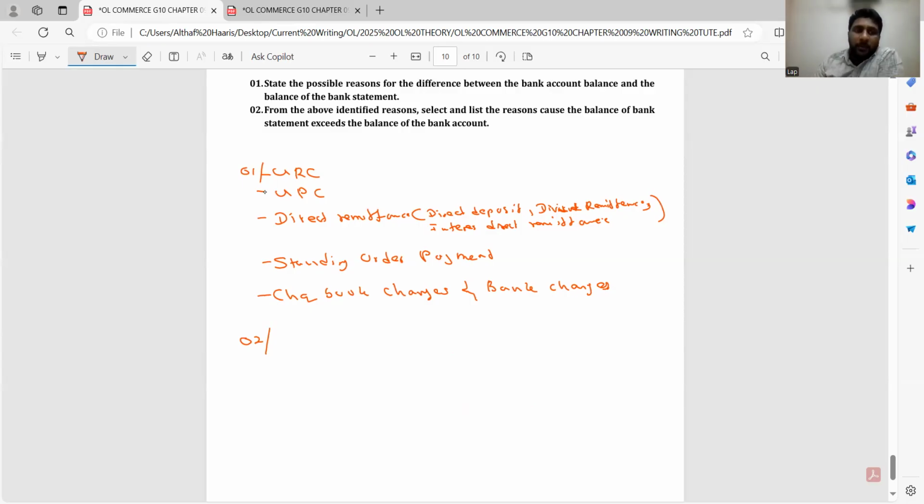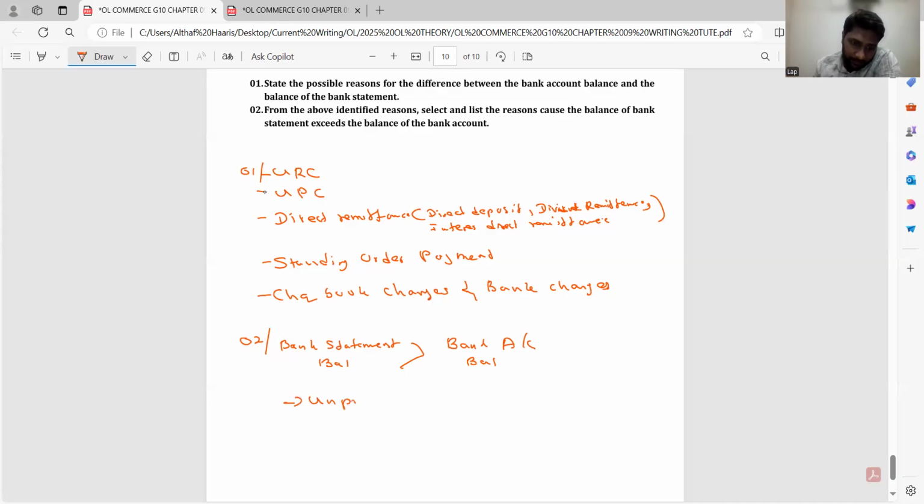And next one, they're asking from the above, identify the reasons that cause the balance of the bank statement to exceed. So bank statement balance is bigger than the bank account balance. What are the reasons for this one? That means, people, one reason: we have issued a check. If the other party has not gone to the bank yet, we have reduced, but the bank has not yet reduced. So if that's the case, the bank statement will be higher.